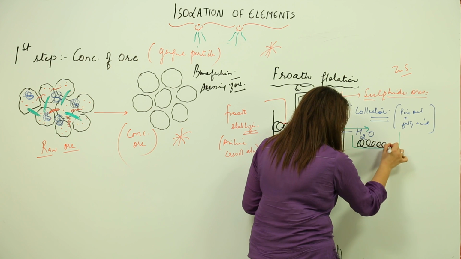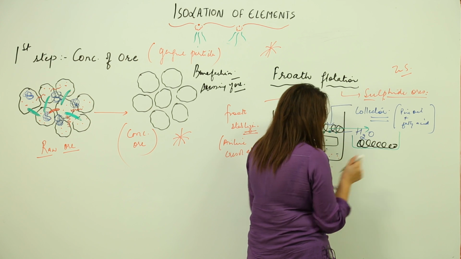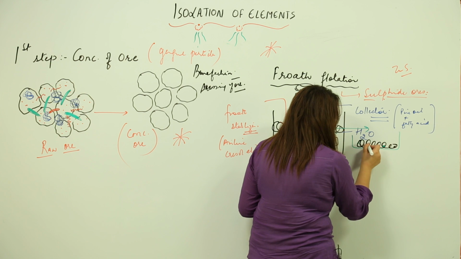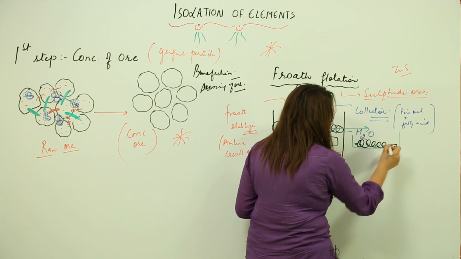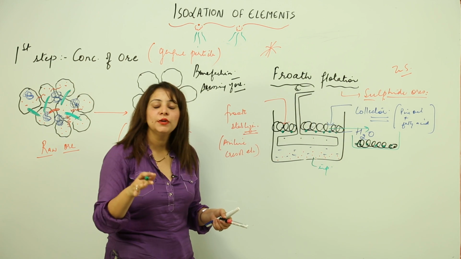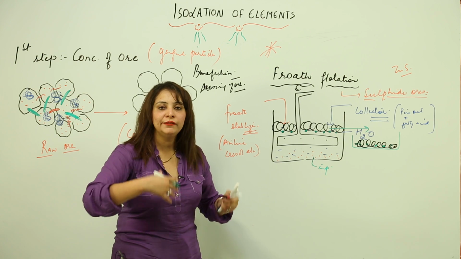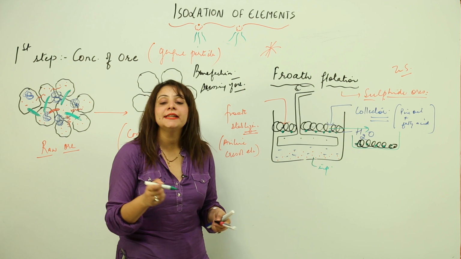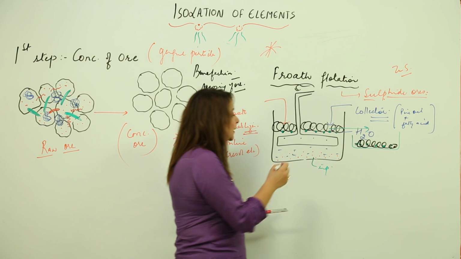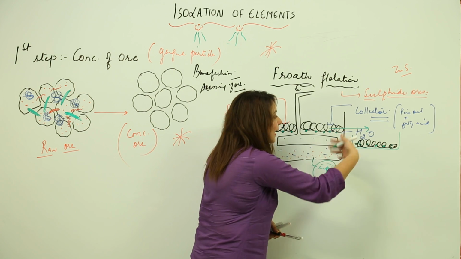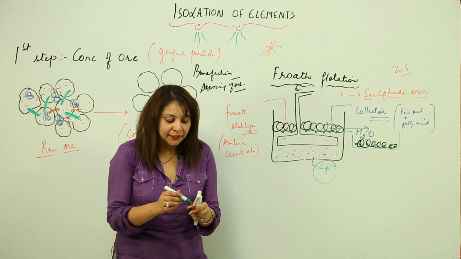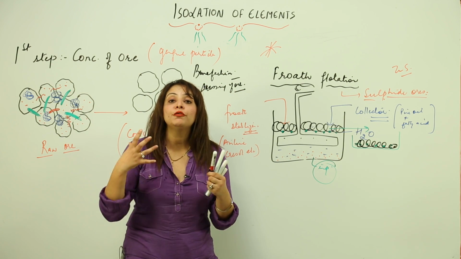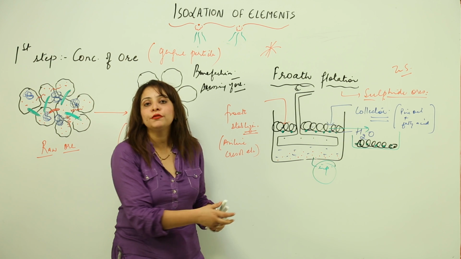So this is a froth containing the sulfide ore. After a few minutes, the time we give it for drying, after drying we will be left with just the sulfide ore, right. So this is how the impurities got separated and the sulfide ore got separated, because it has the ability to stick with the froth, right. So this is the froth flotation.